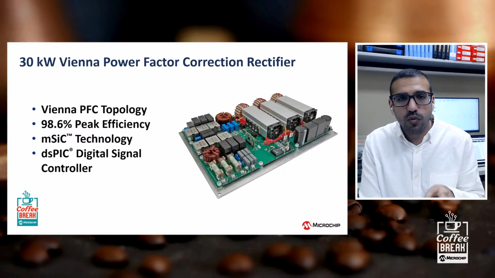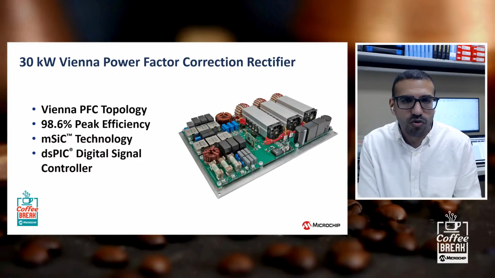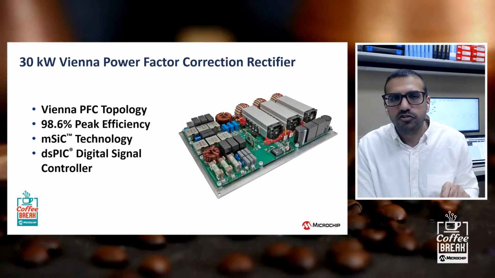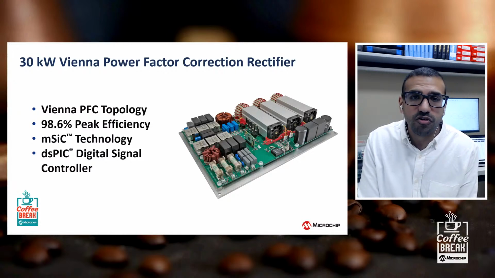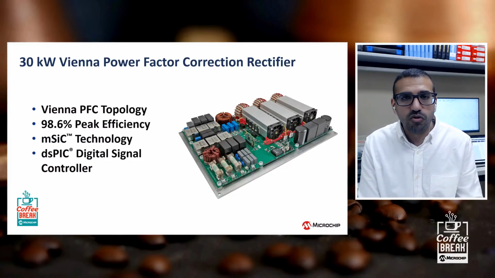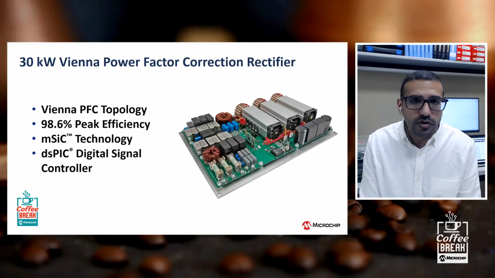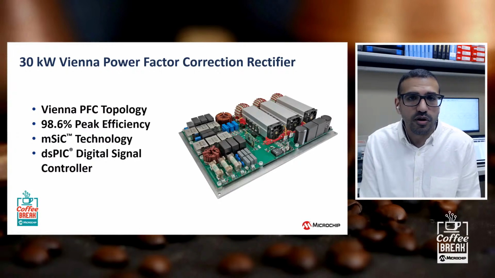And then we also have a dsPIC digital signal controller, and it's a dual core device where the primary core has all the housekeeping functions, and the secondary core has all of the digital control. So the Vienna topology, in terms of the control scheme, is not trivial, but we're able to make it very easy for our customers to implement with the software and controls that we provide.